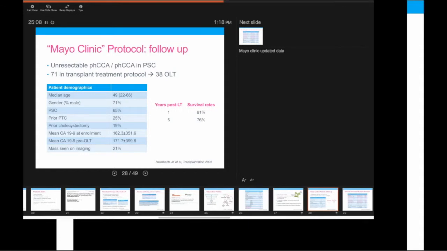How did they have no mass when they had unresectable, perihilar cholangiocarcinoma? How do you define them as unresectable by positive cytology?